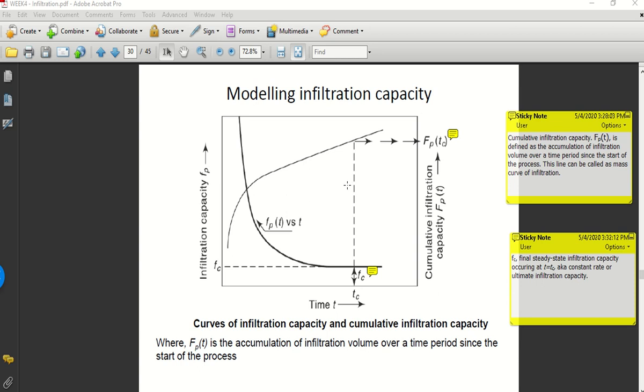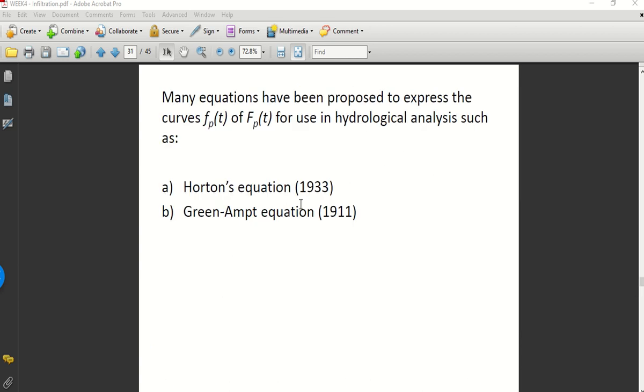I'm going to touch on two types of equations, which are Horton's equation and also Green-Ampt. But there's only one example in this video, which is only Horton's equation. You can find some other equation examples in the Subramanya book that I recommended in class.